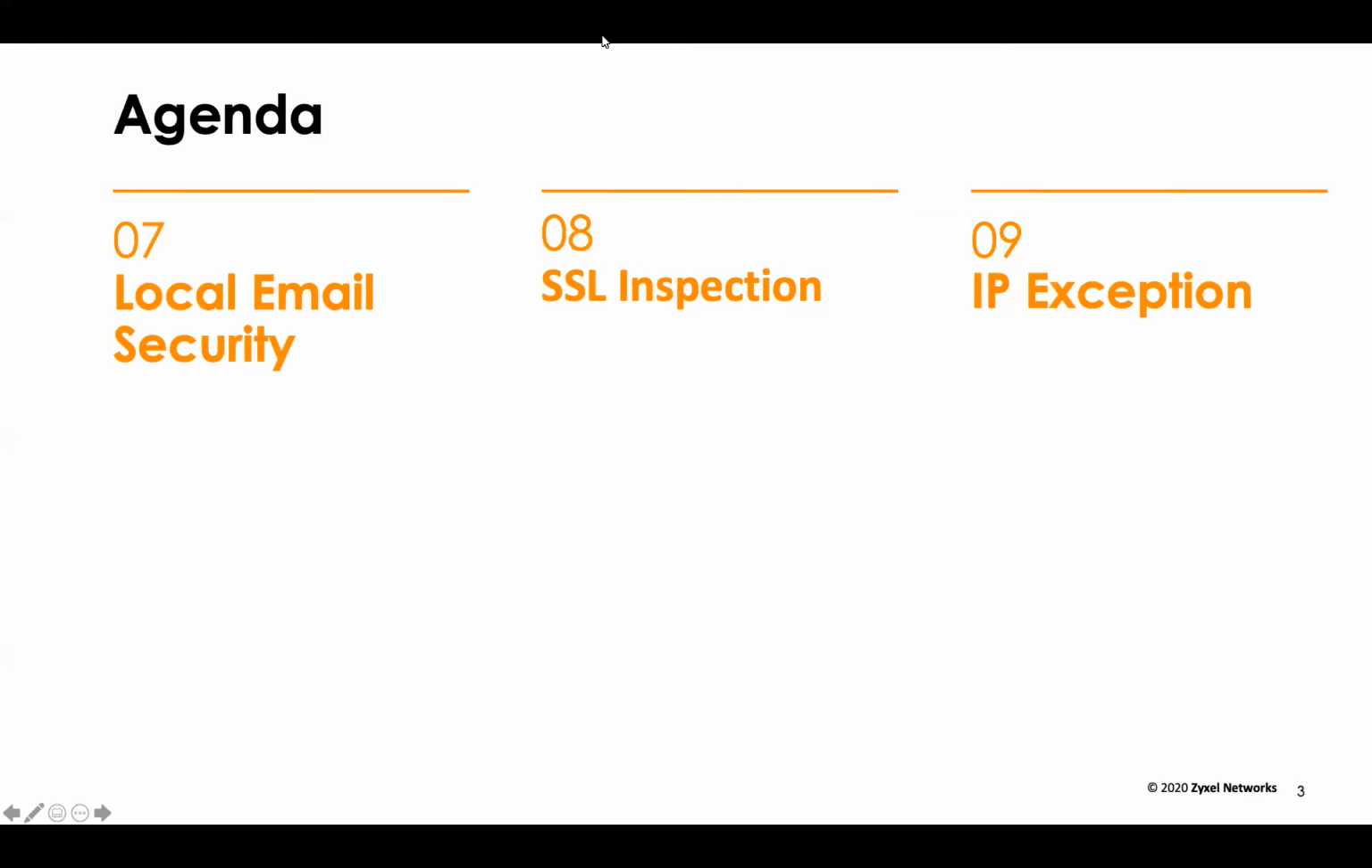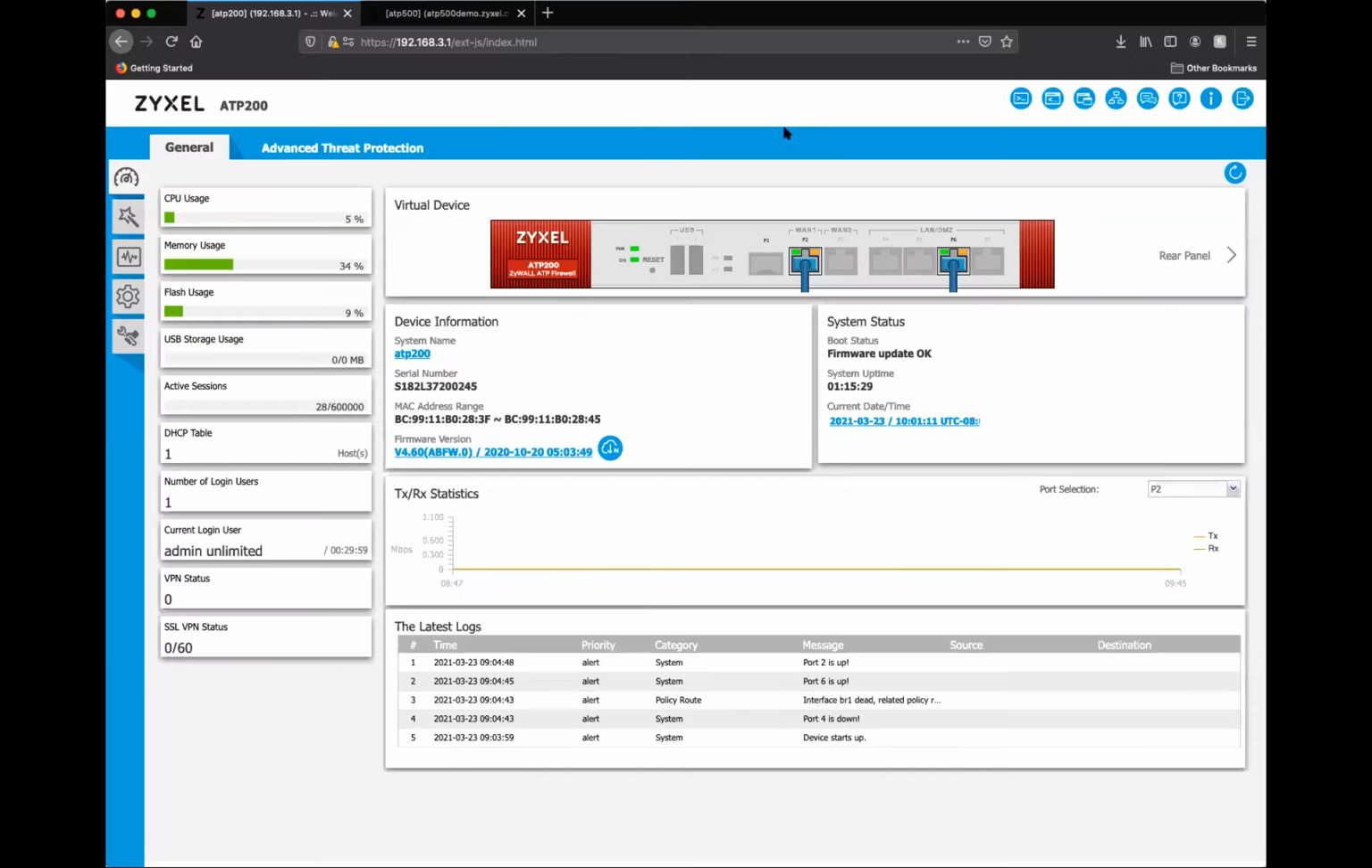So let's go ahead and get started with the ATP. If you were present at my previous webinar where I discussed the best practices for setting up your ATP, I went over how to make sure that your licenses are up to date, which is very important to use with the ATP, because if your licenses and your signatures are up to date, you will have the most up-to-date information for the device to scan for security.